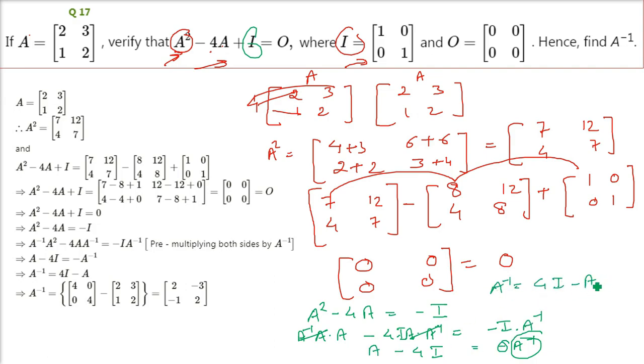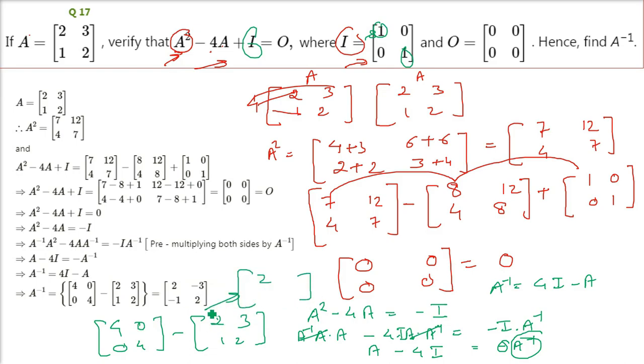Okay. So 4I minus A, when you multiply 4 with the identity matrix, you get 4 0 0 4. So I'm writing it here, 4 0 0 4. And then we have minus, and then we write A, 2 3 1 2. So we get 4 minus 2 is 2, 0 minus 3 is minus 3, 0 minus 1 is negative 1, 4 minus 2 is 2. So exactly the same thing has come. Okay.